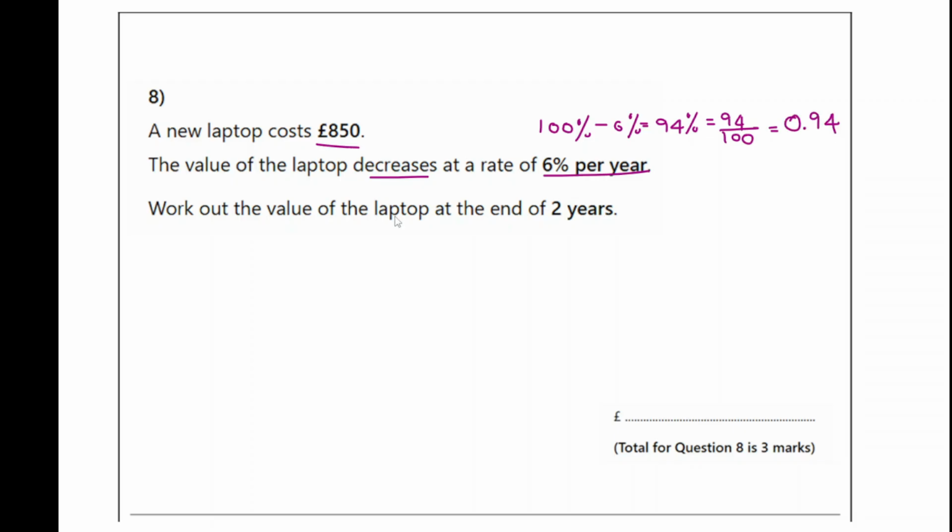Work out the value of the laptop at the end of 2 years. So all we need to do is 850 multiplied by the multiplier, and you need to raise it to the power of the number of years. So it's 2 years here, so you put it here. So all you need to do is 850 multiplied by 0.94 squared in your calculator, and you get the final answer as £751 and 6 pence.